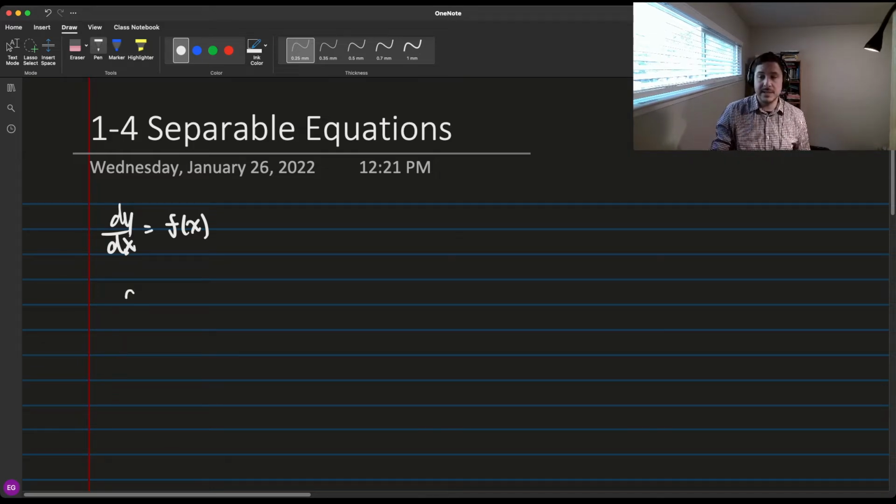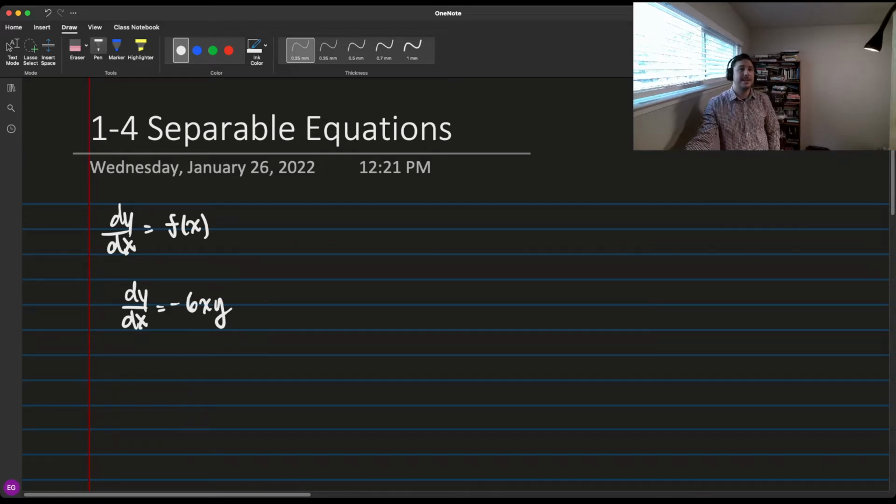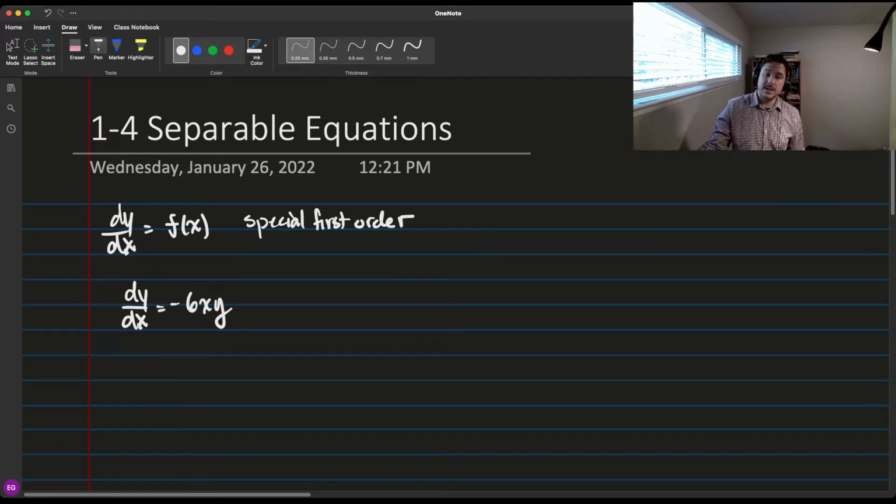So what about if we have something like this, like dy dx equals -6xy? So you look at this and you're like, okay, it's not just dependent upon the x variable. So it's not the special first order differential equation, but it is something called separable, and we'll see what we mean by that. So what you can end up doing is separating the different variables and their corresponding differentials to different sides of the equation. So for instance, we have a y over here, so let's multiply by 1 over y on both sides.